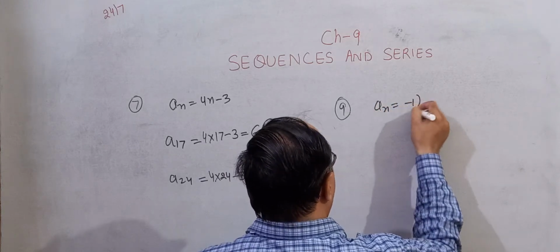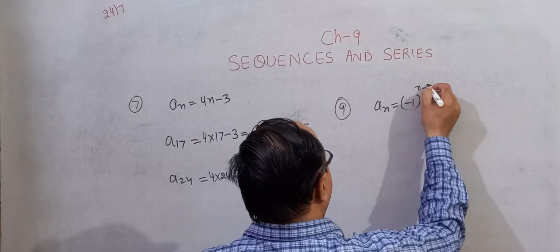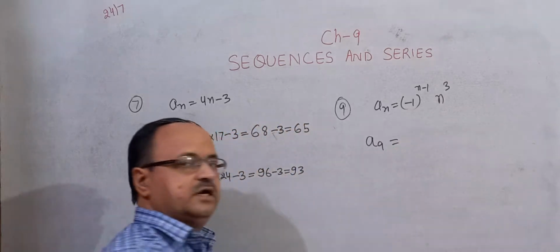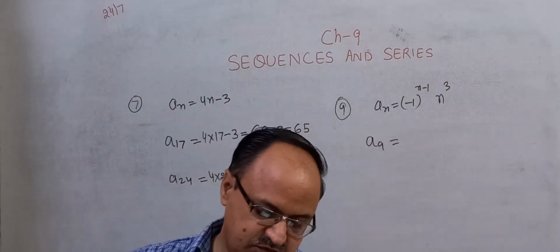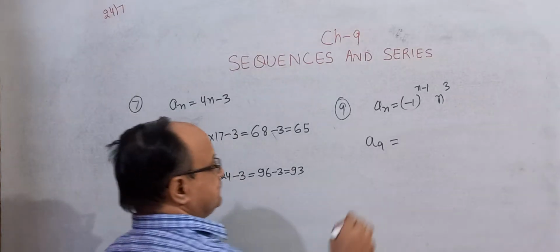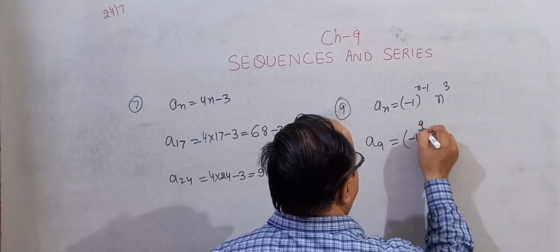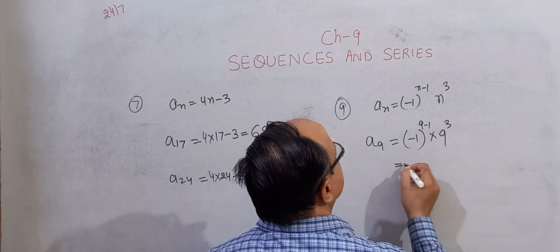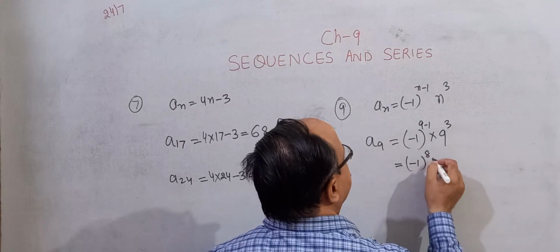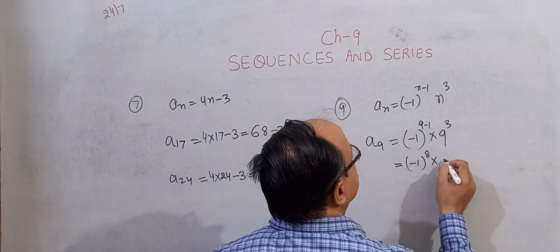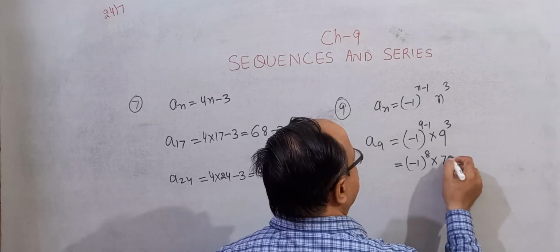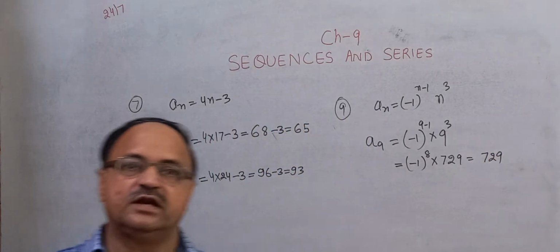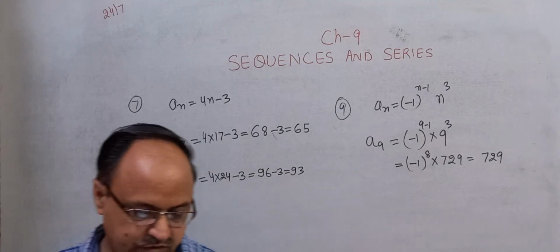Question number 9. An is equal to minus 1 to the power n minus 1 times n cube, and find the ninth term only. Ninth means put n is equal to 9. Minus 1 to the power 9 minus 1, and 9 to the power 3. Minus 1 to the power 8, 9 to the power 3, 9 nines are 81, 729. The 729 is the answer. Clear? Similarly, you can solve 7, 8, 9, 10.